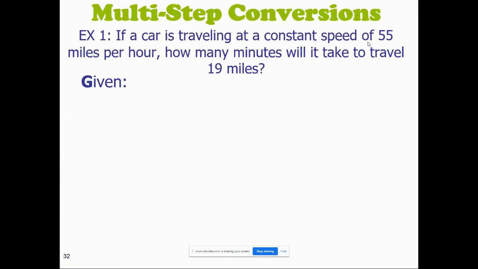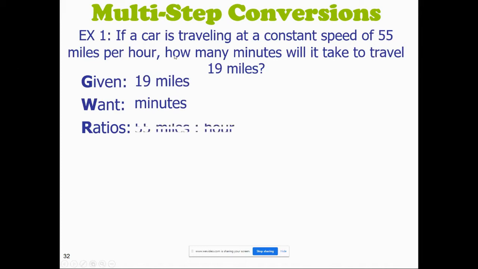Okay, so let's do a problem here. It says, if a car is traveling at a constant speed of 55 miles per hour, how many minutes will it take to travel 19 miles? Our given is 19 miles. What do we want? Minutes. What do we have? We have a compound unit here. We have 55 miles per hour. So let's write that as a ratio, 55 miles per hour.